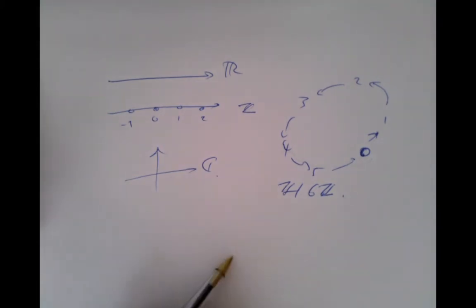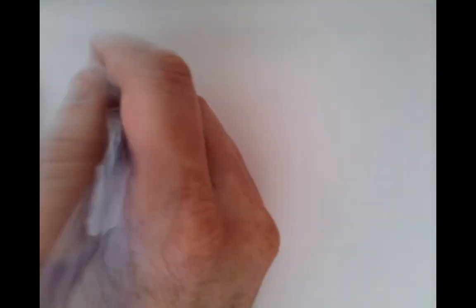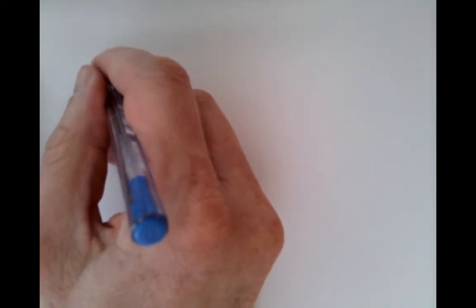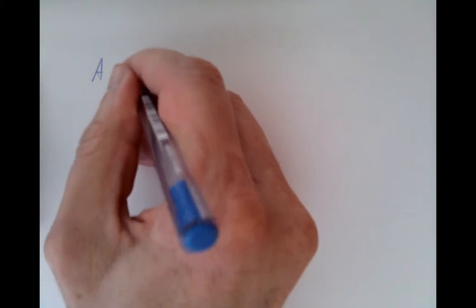There's a great similarity between all these different types of objects we've been thinking about, the integers, the rational numbers, the complex numbers, and so on. Each of them is an object which has addition and multiplication. So we want to have a general definition of such a thing.